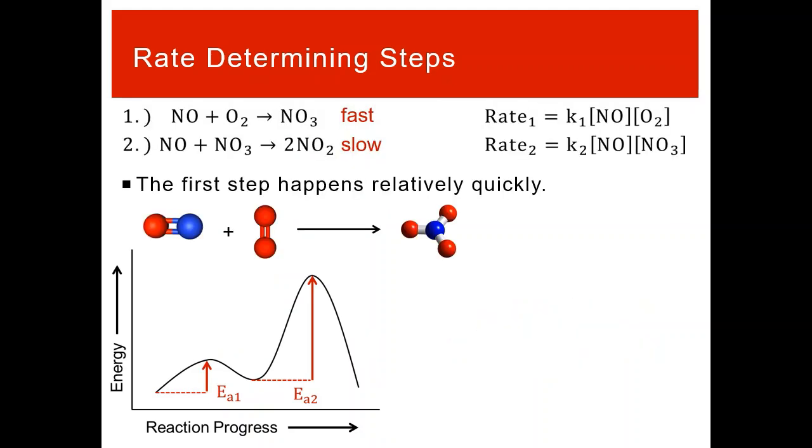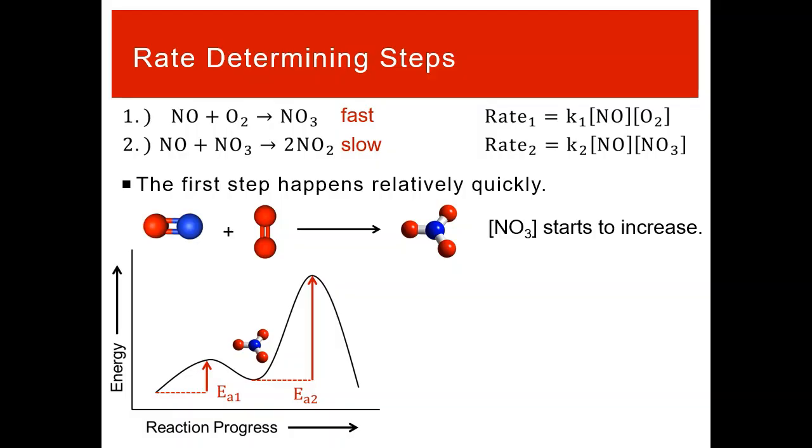So what we can do is we can kind of look into what's going on here. We know that this first step is fast and it happens relatively quickly. Most importantly, it happens relatively quickly relative to that second step. And so what that means is it just starts happening, right? The overall process isn't happening, but you are forming NO3. You are just starting to react NO and O2.